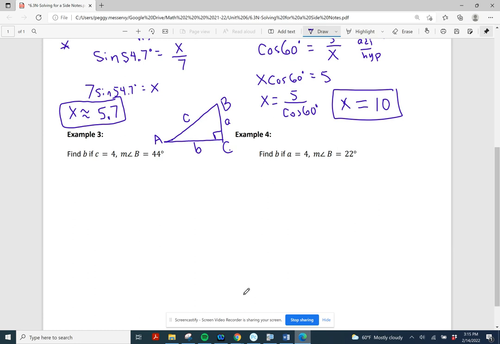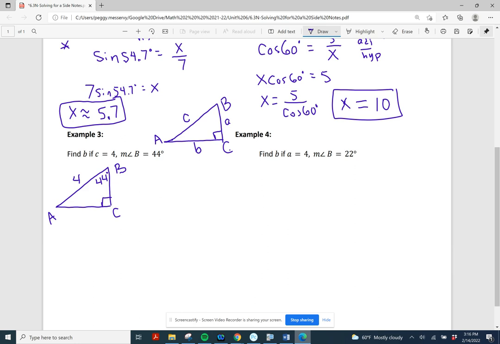So in example 3 and 4, our first step is going to be to draw a triangle. So when I do example 3, I'm going to draw a right triangle. I'm going to draw this one this way. They don't have to be drawn to scale. I'm going to put angle A here, angle B here. Angle C has to be the right angle. So the hypotenuse is 4. It's across the triangle from the right angle. Angle B is 44 degrees. So I have a 44 degrees in that corner at angle B.